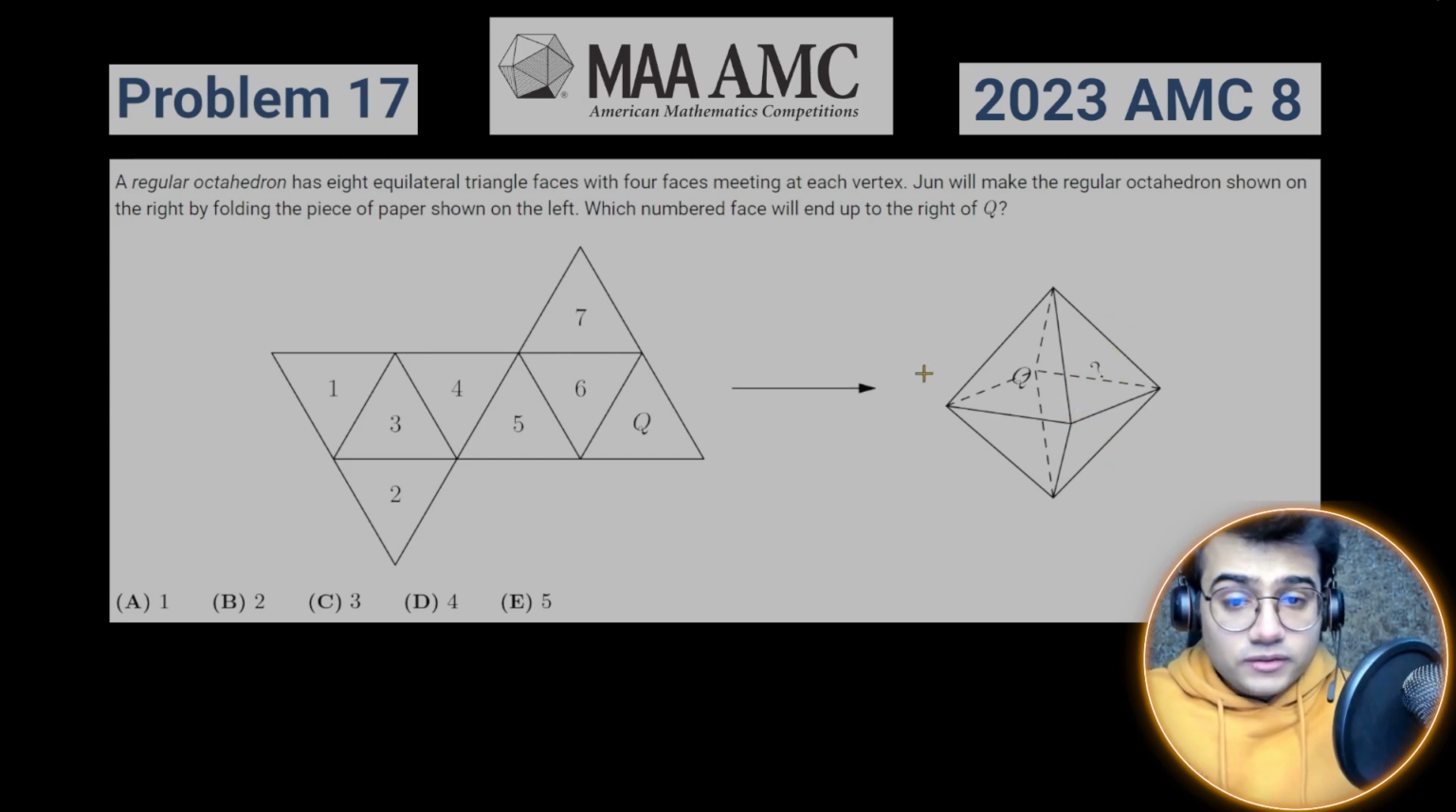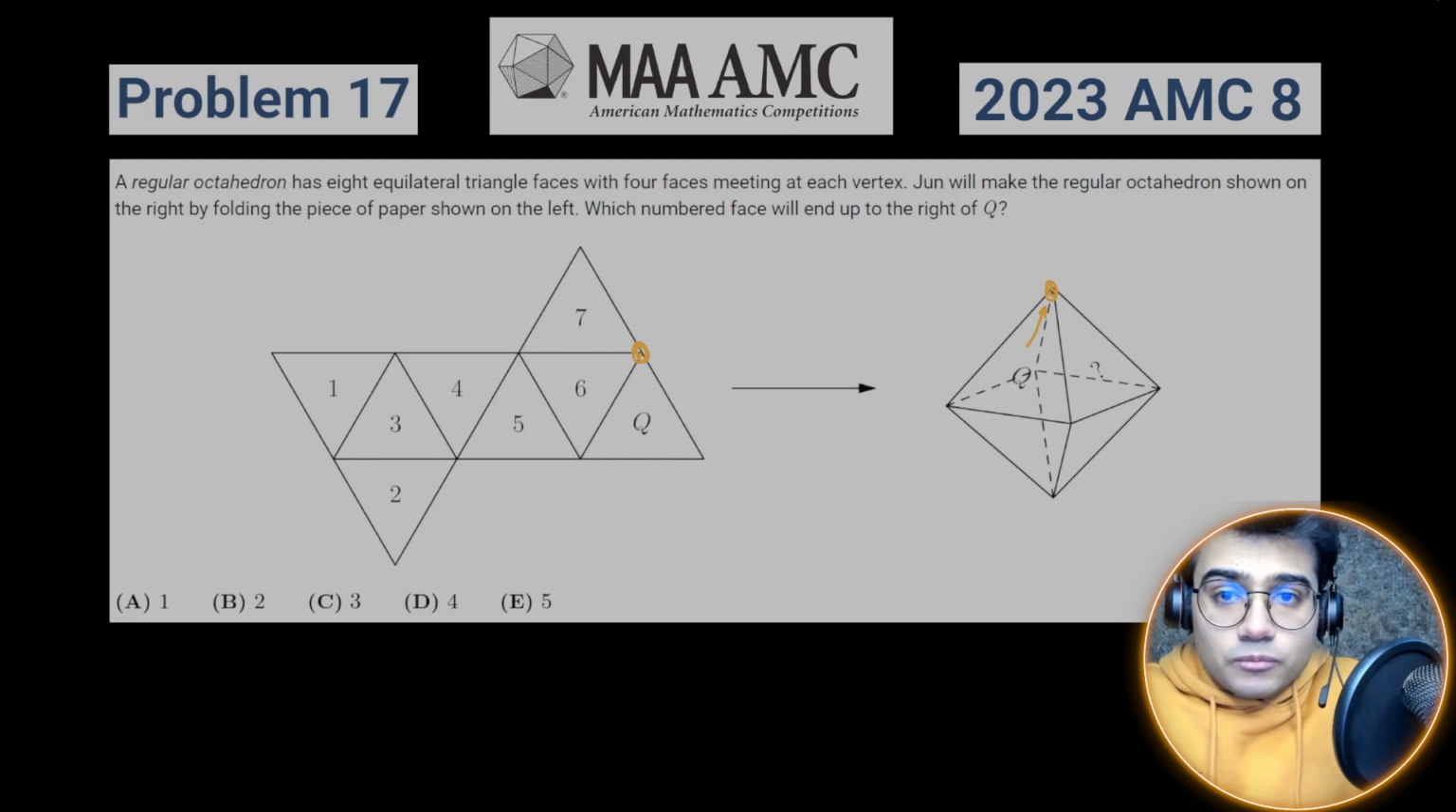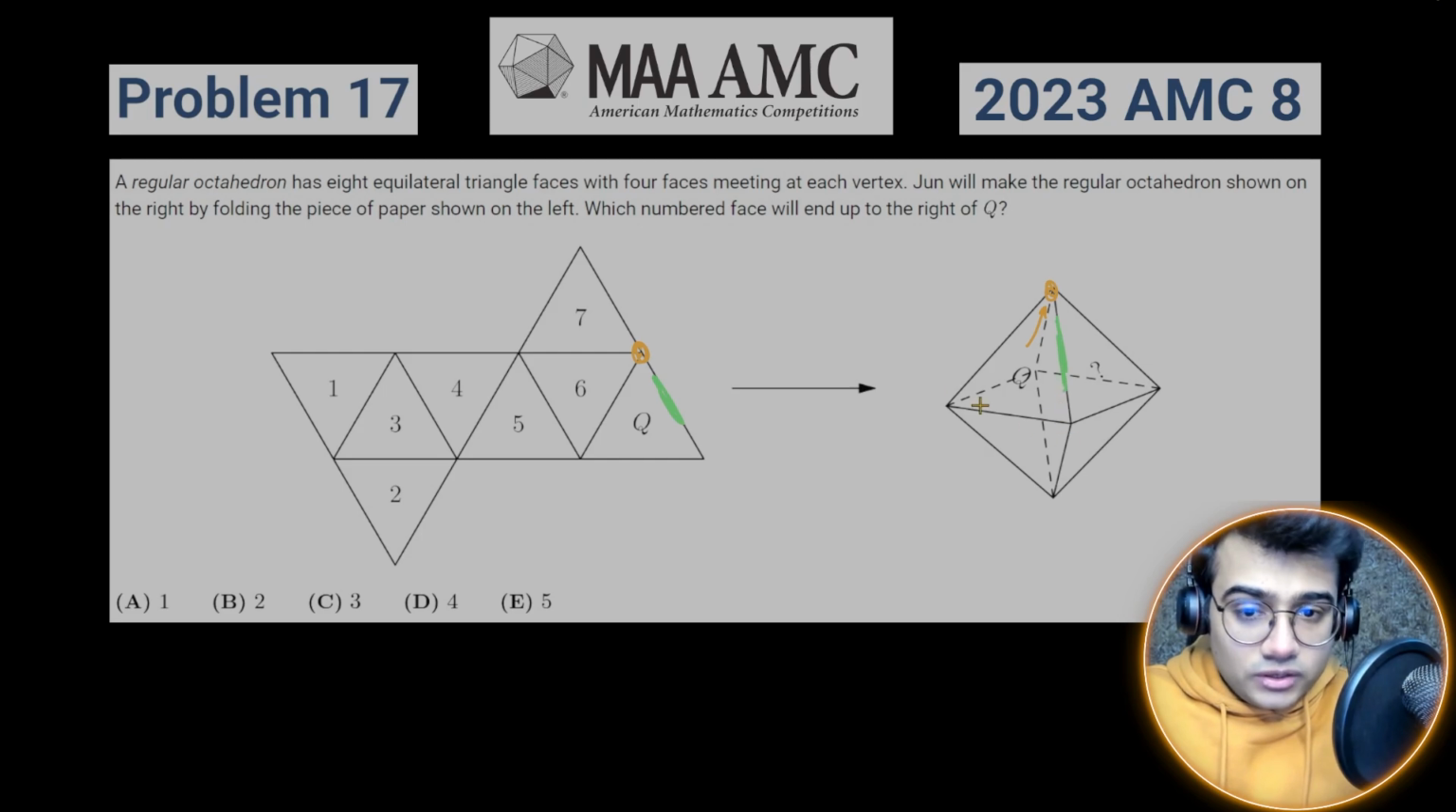So first off, let's see. The point above Q, let's mark this with the orange dot. So that must be this one right here, directly above Q. Now let me mark the right side of orange to this dot as green. So this must be the green edge. And let me mark the left one with blue. So this must be the blue edge.